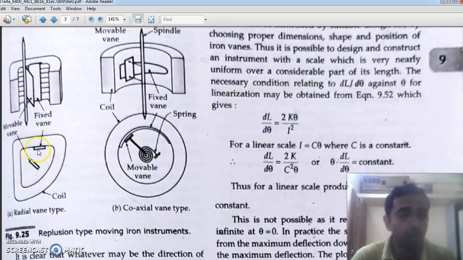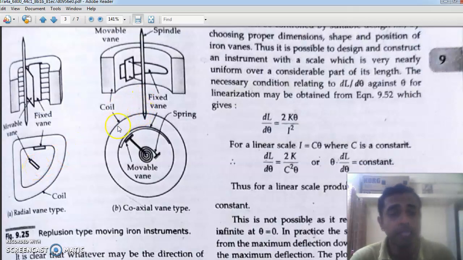In this top view, this is the stationary coil which carries the current, and there we have two similarly placed vanes. One is fixed and the other is moving. Since they are similarly magnetized, they get repelled, and when they get repelled, this moving vane moves and the pointer moves over the graduated scale.